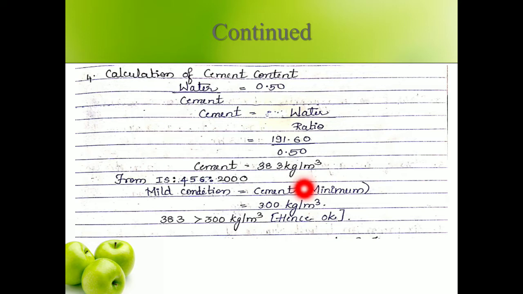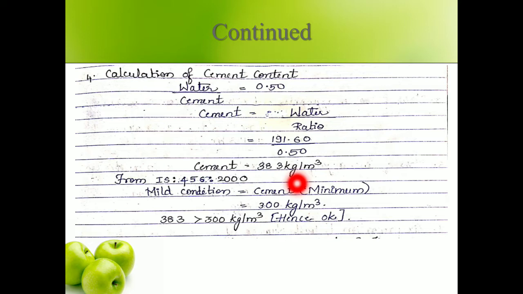I've already told in my previous slide, IS 456-2000 table number 5 gives you the minimum cement content and maximum water cement ratio for M20 grade concrete, that is mild condition. Minimum cement content is 300. So we are getting 383 kgs per meter cube. So it is okay. We are getting more than the minimum value.